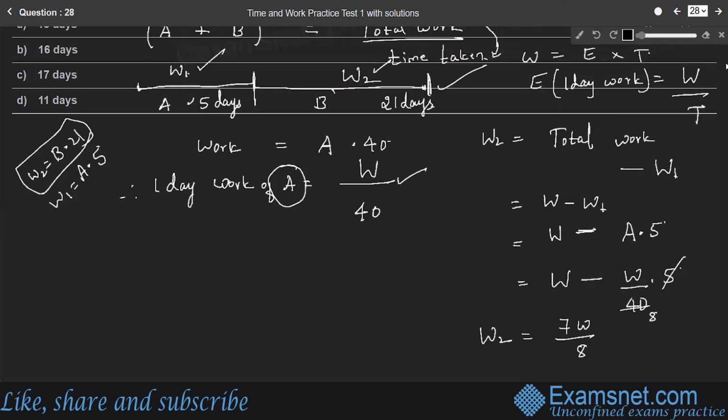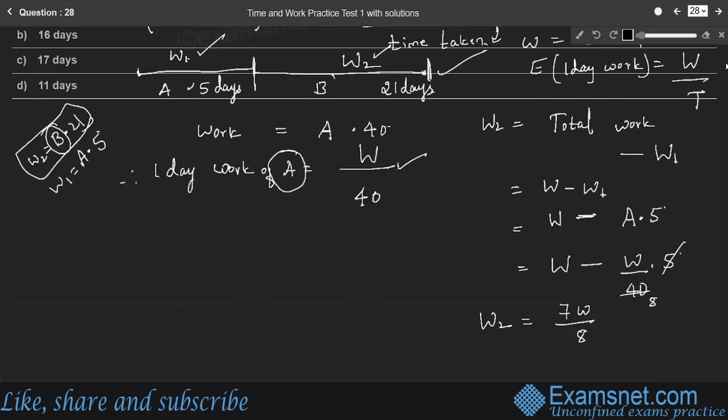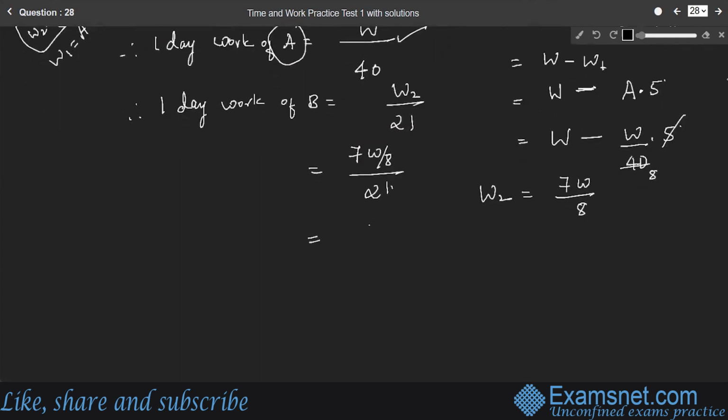So what do we need here? Efficiency of B. What is the efficiency of B? Efficiency of B is W2 by 21. Therefore, 1 day work of B is W2 by 21. Since W2 is 7W by 8, out of 21, it is 7W by 8 into 21, which is W by 24.